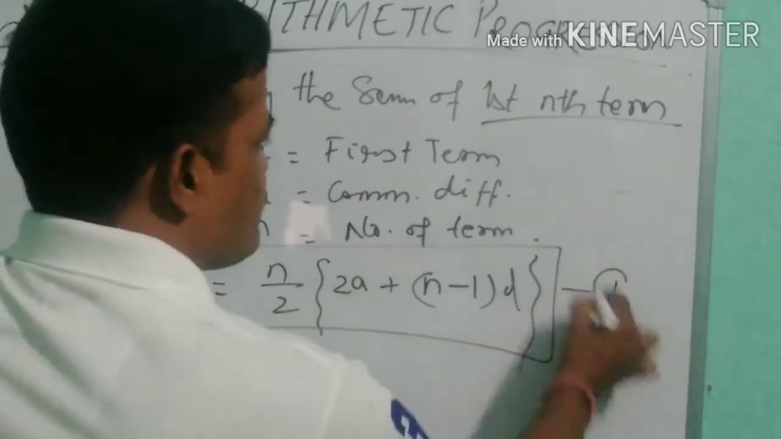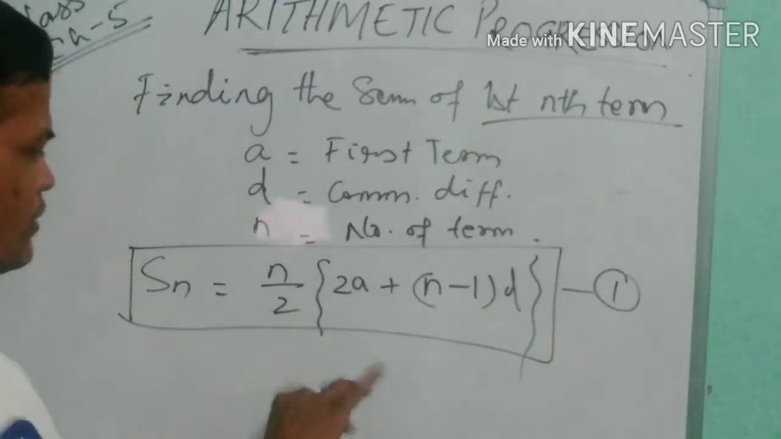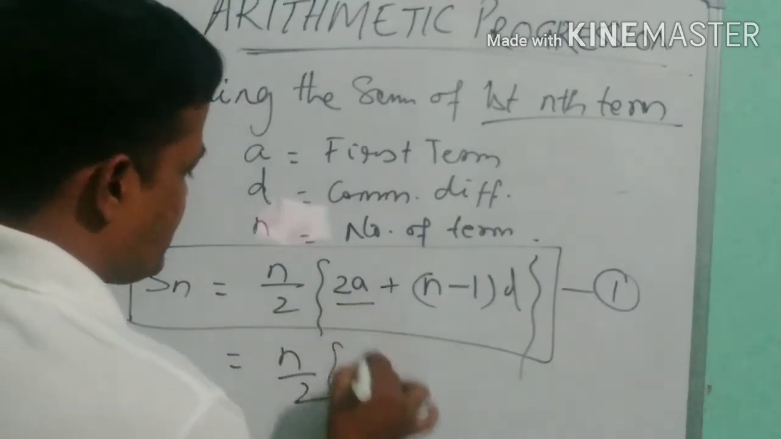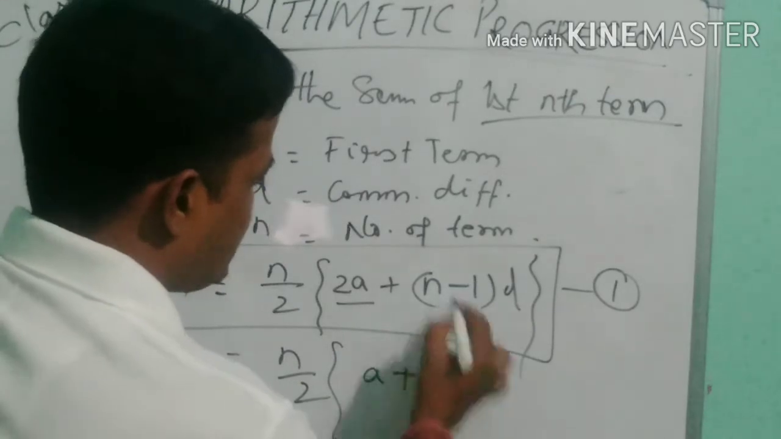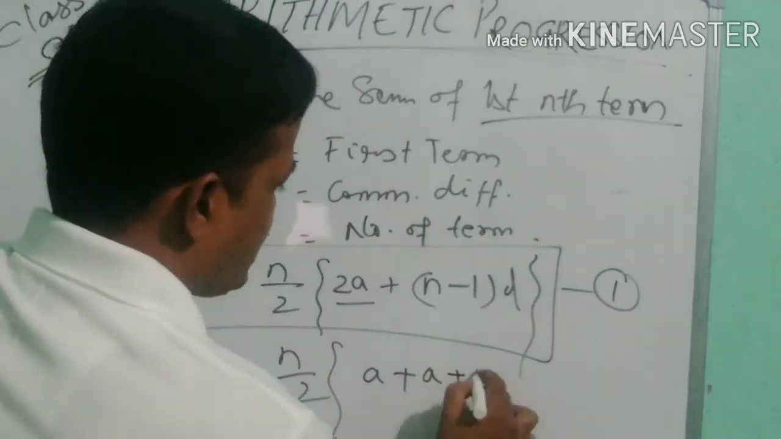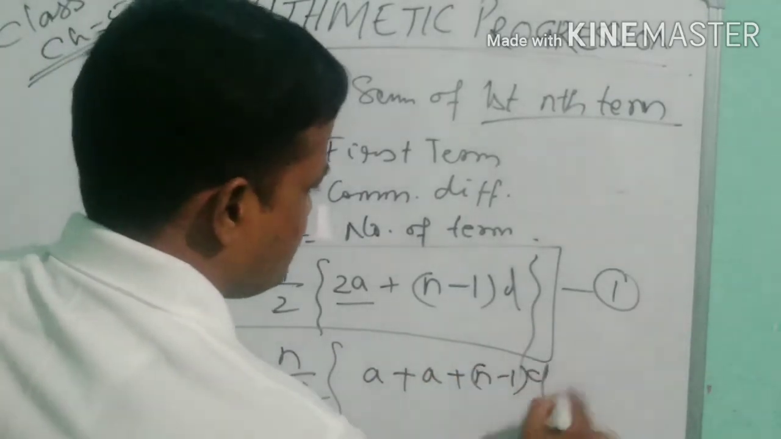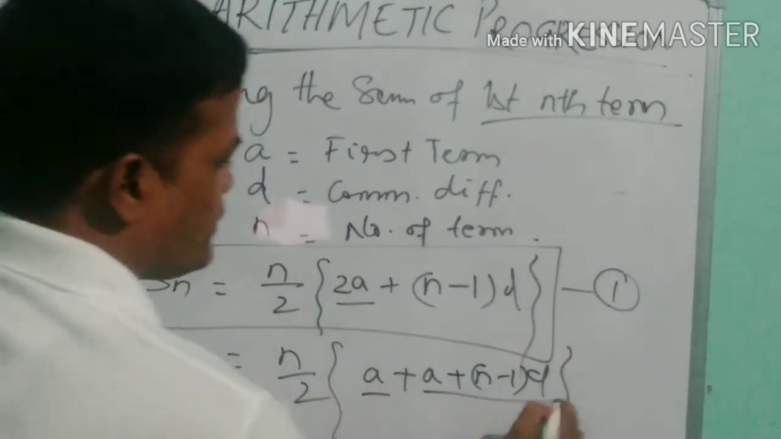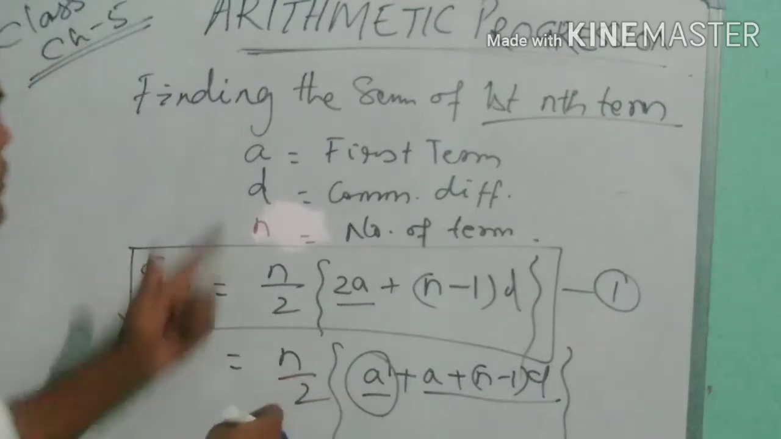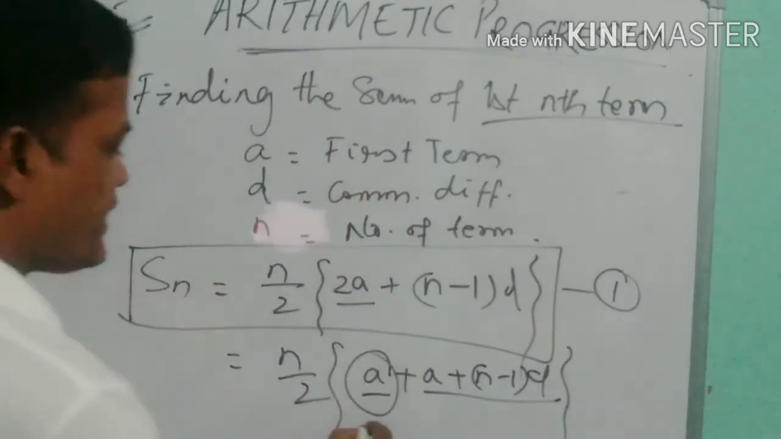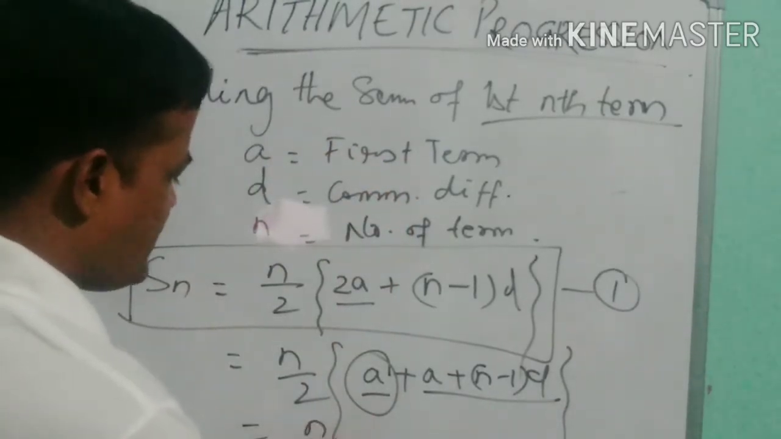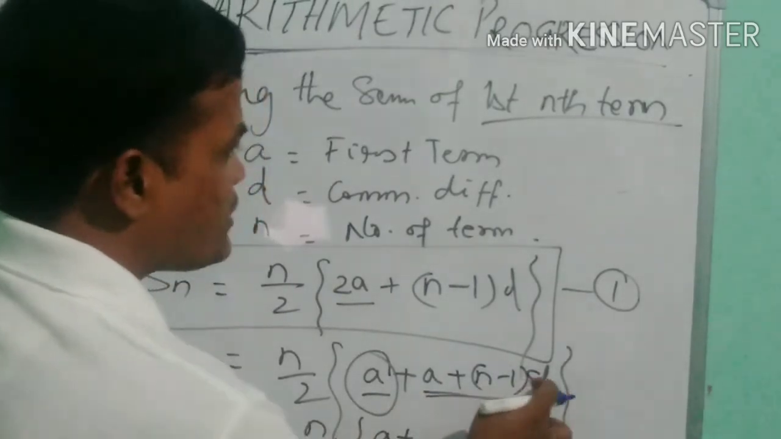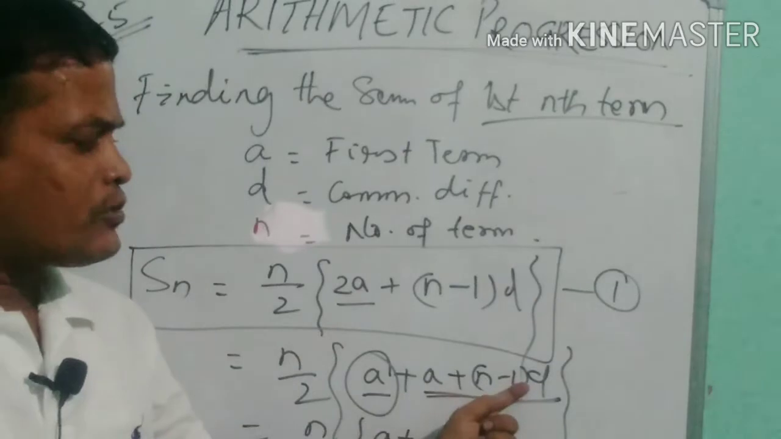So it is formula number one. We can reduce this formula to another form. Here n by 2, we split the 2a into a plus a, plus (n minus 1) into d. Now a is the first term, and a plus (n minus 1) into d is what?